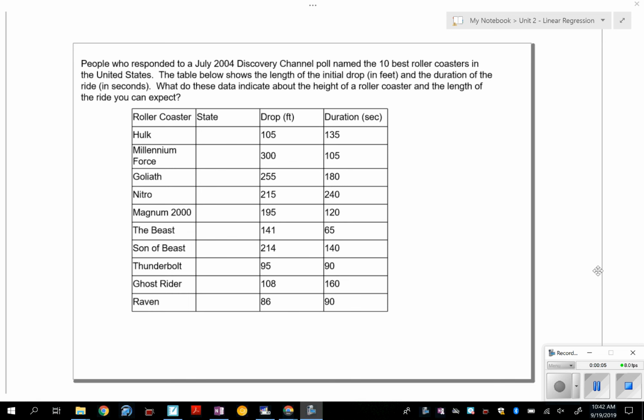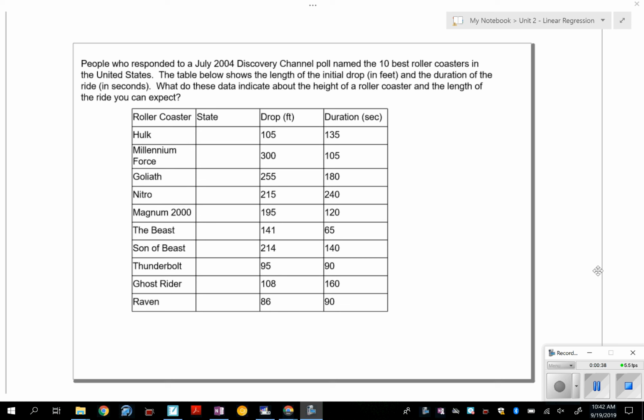We're here with our stats class talking about making a scatter plot with our data about the height of the initial drop for a roller coaster and also how long the roller coaster lasted. So we're looking to see if there's something going on between these two quantitative variables. When I look at the data, I notice immediately that they're quantitative because if you look at drop and duration, it gives their units to the side. So these are quantitative variables.